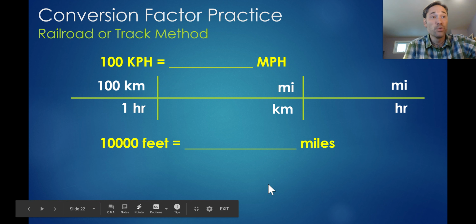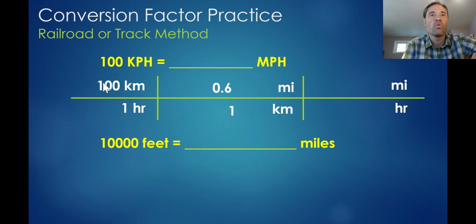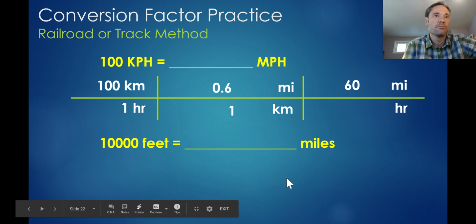Cool. So if we plug in the miles and kilometers relationship, 1 kilometer is equal to 0.6 miles. Multiply across 100 times 0.6 and 1 times 1. So whatever 100 times 0.6 is what I get. And the answer is 60, which means that 100 kilometers per hour is about 60 miles per hour. That's cool, right?